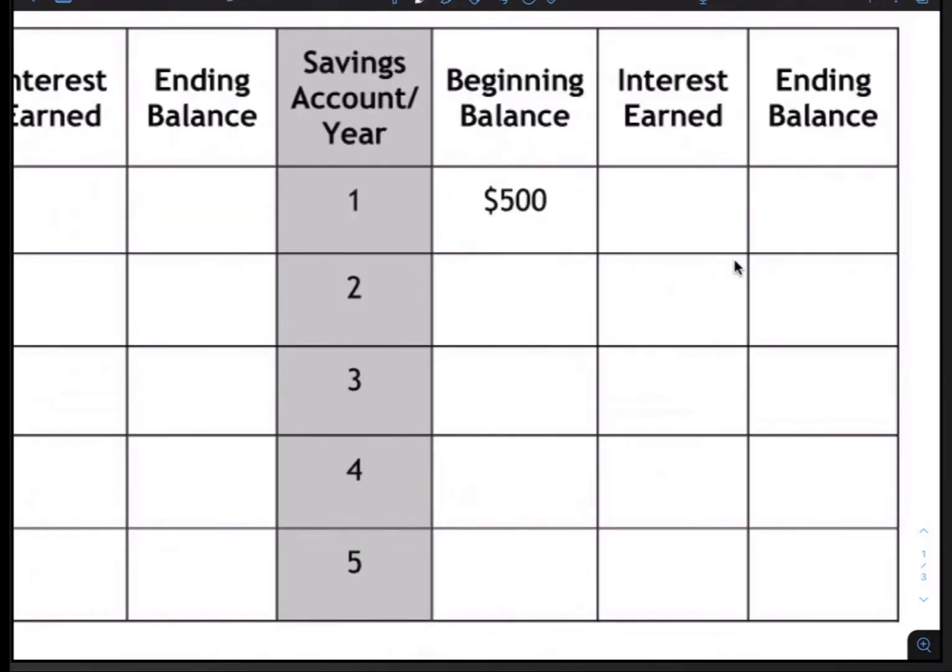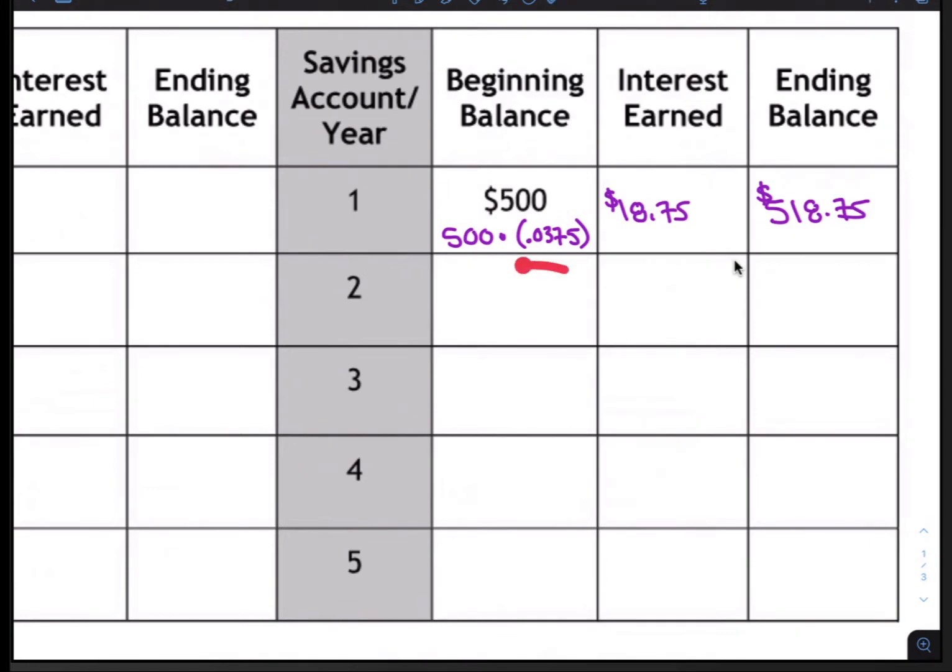So if we were to multiply this 500 times 0.0375, we would get $18.75. So that would be the interest earned. Now the ending balance would simply be the 500 plus the interest earned. So 500 plus 18.75 is $518.75.